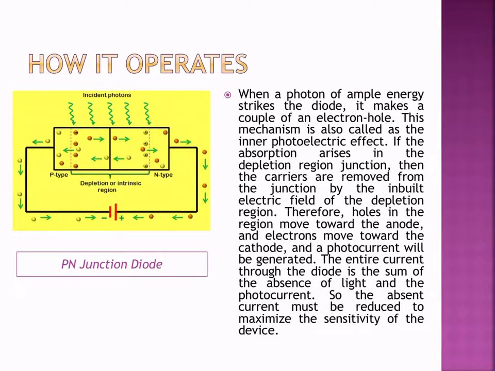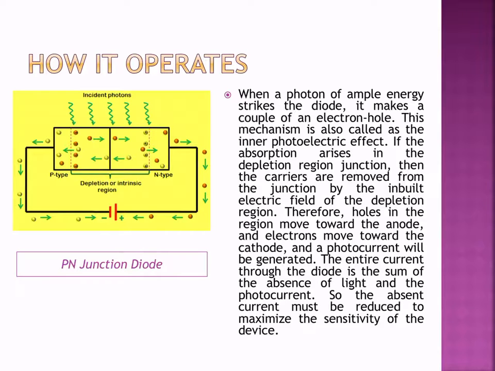How it operates. When a photon of ample energy strikes a diode, it makes an electron-hole pair. This mechanism is also called the inner photoelectric effect. If the absorption arises in the depletion region of the junction, then the carriers are removed from the junction by the built-in electric field of the depletion region.